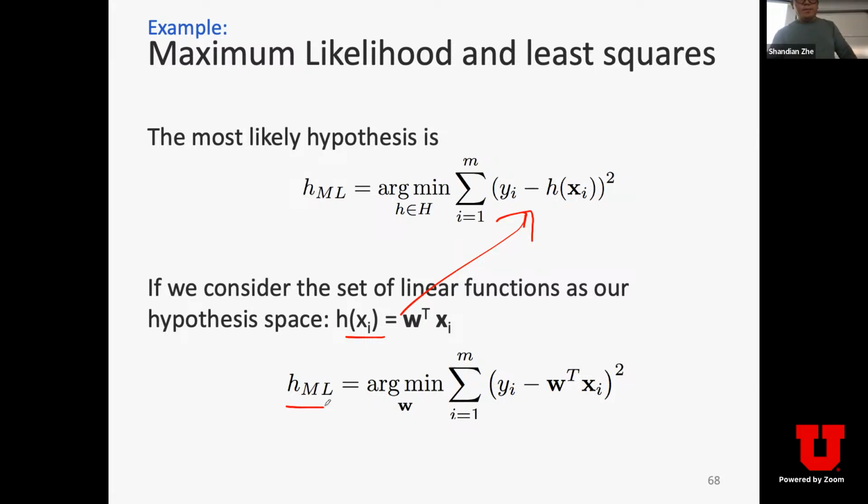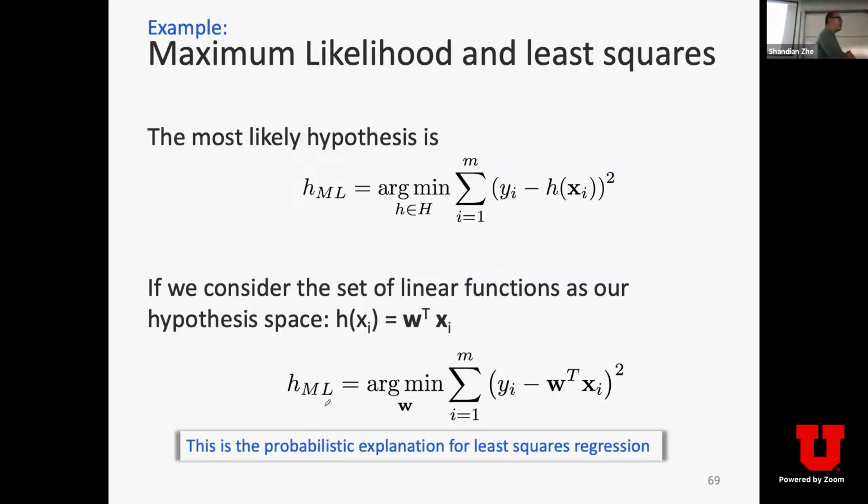We found that your best hypothesis comes from the hypothesis whose weight vector has the least mean square error on the training data. So now we give the link between the least mean square linear regression we discussed before and Bayesian learning. Actually, you can view it as a probabilistic explanation for least mean square regression. Any questions so far?